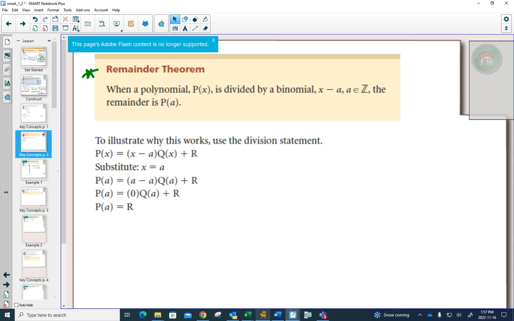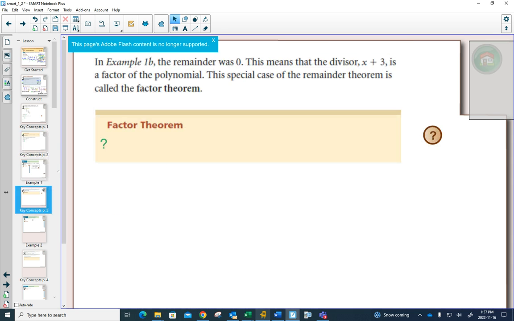And at the bottom of the next page, they have the factor theorem, which is basically the remainder theorem said again. But it says, if you use the remainder theorem and you plug it in and you get 0, then you know something is a factor.